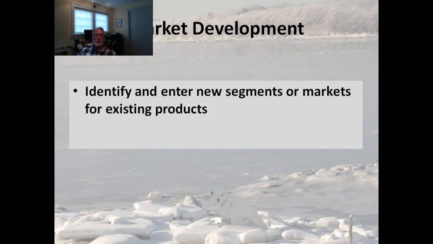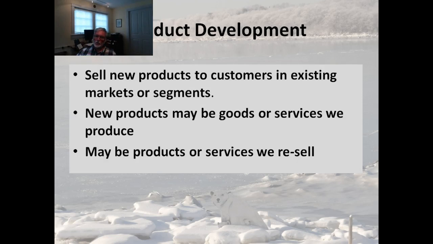Or maybe I'm making icebergs and I could go to a whole new segment like Saudi Arabia. Maybe I could tow my icebergs to Saudi Arabia and provide them with fresh water. So there's other ways to develop, same product, new segments or new markets for existing products. So that's the second strategy that is useful for market growth. Third strategy is developing new products. Sell new products to customers in existing markets or segments.